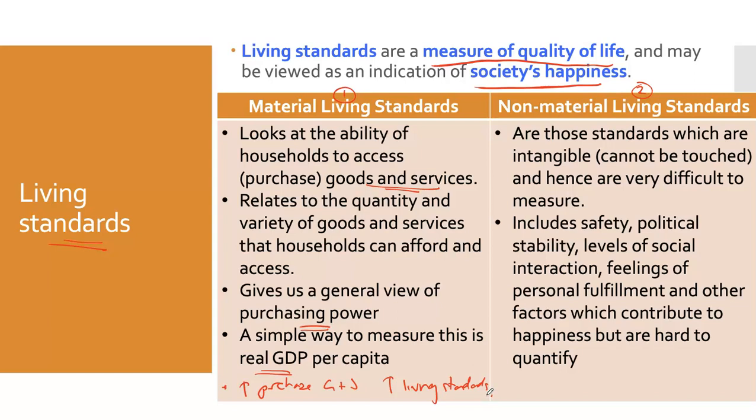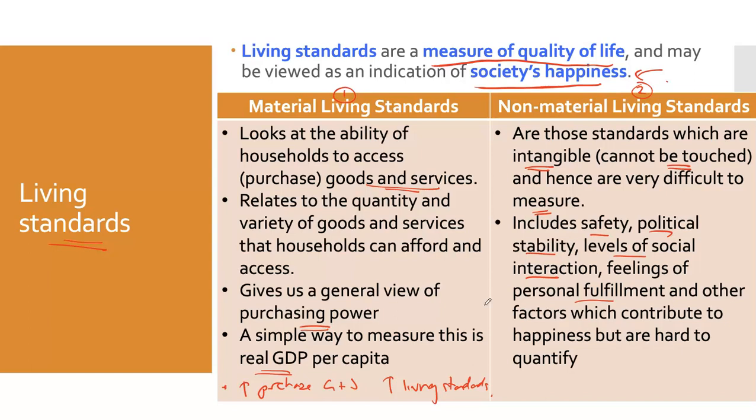Now, we understand, hopefully, that just having lots of stuff, goods and services doesn't necessarily make you, as a society or an individual, happy or having a good quality of life. So we recognise there are non-material living standards that are important. These are the standards which are intangible, we can't touch, and are difficult to measure, but really influence how happy we are. These include things like safety, political stability, social interaction, the feelings of fulfillment that we have, and lots of other things. Are we in love?